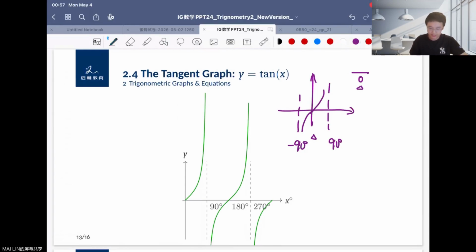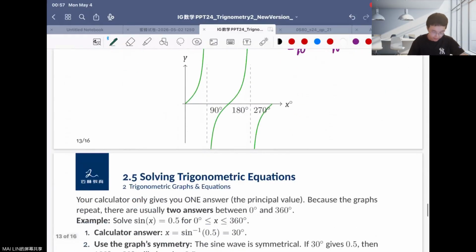And then you can find that it has a period of 180 degrees. So that is for 0 and this is for 180 degrees. Here is another 90 degrees, that is 270 degrees. So you can find that it just varies to very, very far places.